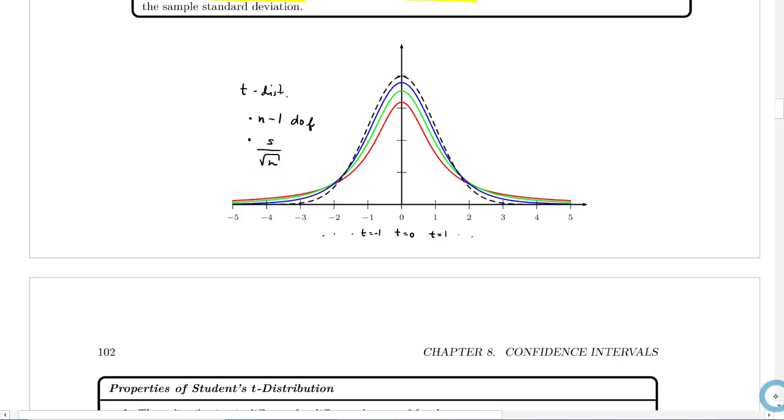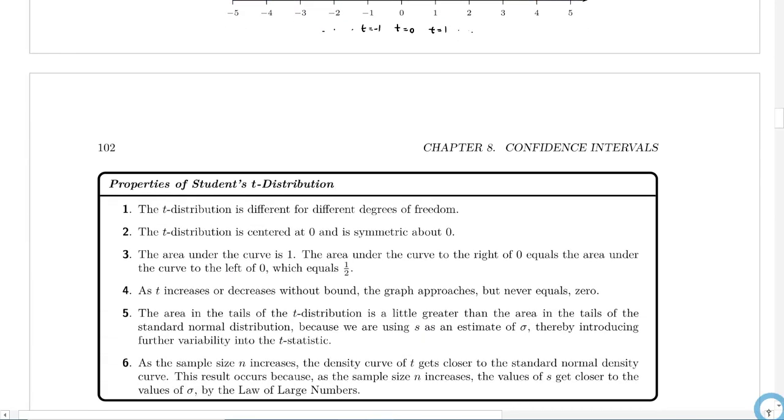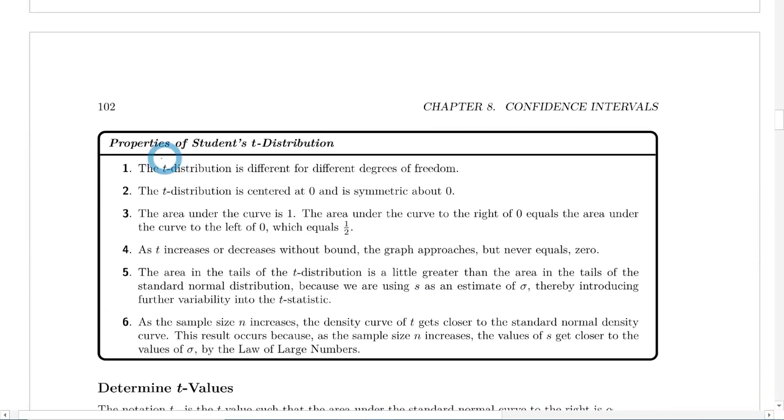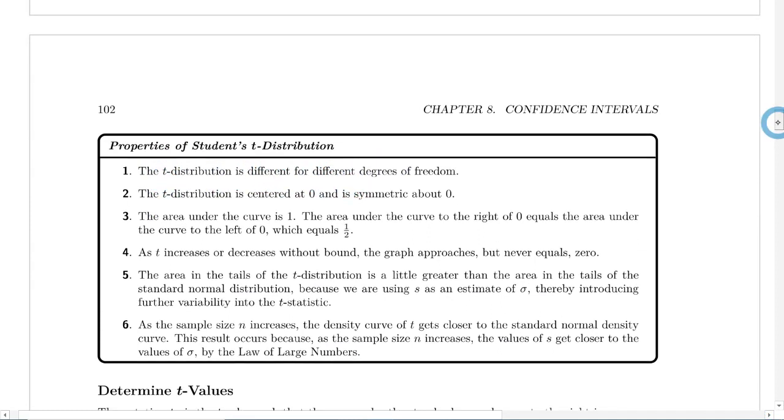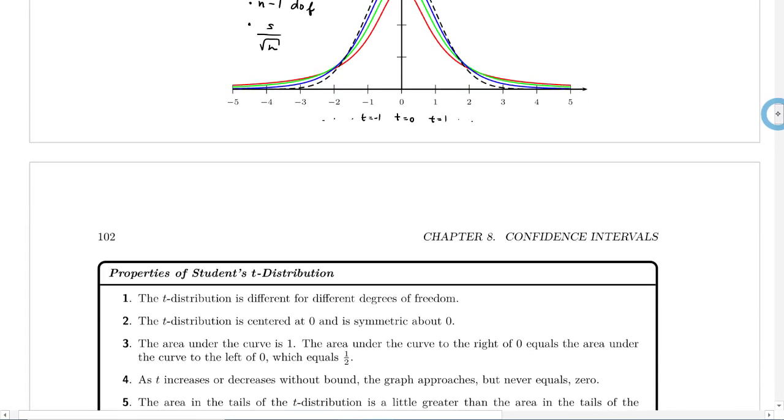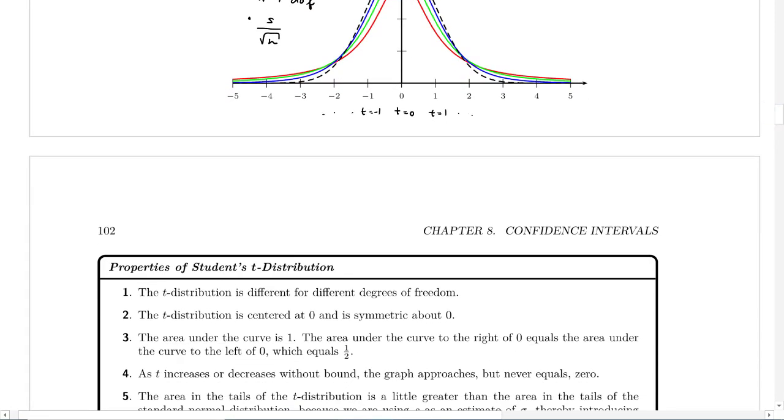Okay, so what are the properties of the student's t distribution? Well, the t distribution is different for different degrees of freedom. So up here we can see that these red, green, and blue lines show when the degrees of freedom change.